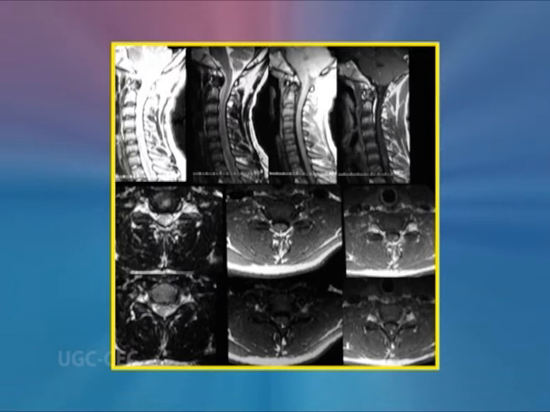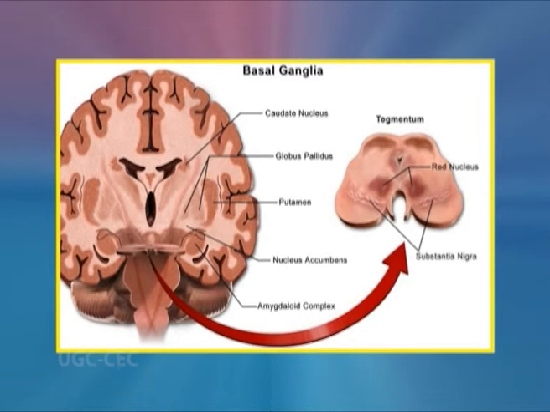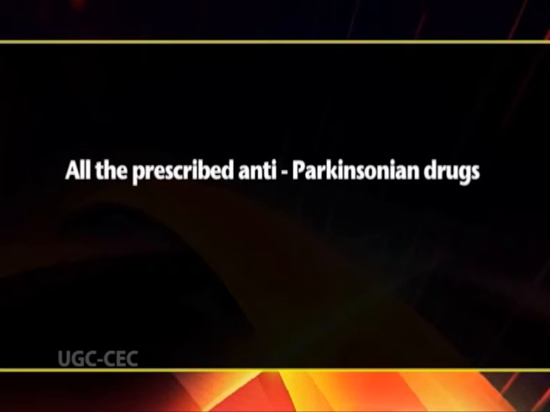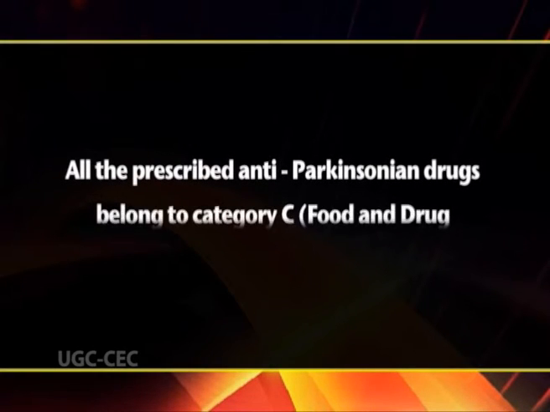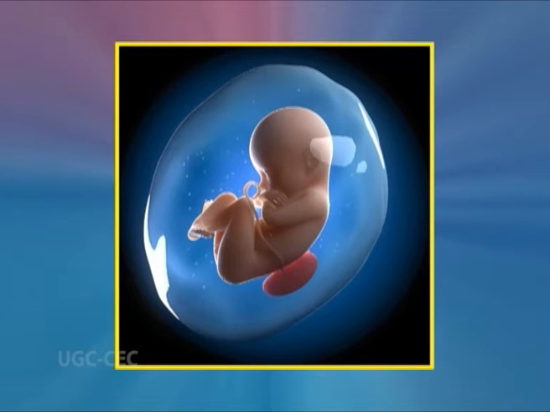There are studies that suggest a possible risk of motor symptoms worsening in connection with pregnancy, probably due to the influence of sex hormones, estrogens in particular, on basal ganglia function. All the prescribed anti-Parkinsonian drugs belong to Category C by the Food and Drug Administration, USA. Previous studies in the literature suggest that there is no or minimal effect of Parkinson's disease on the pregnancy and the fetus, and a similar observation was noted in our patient.